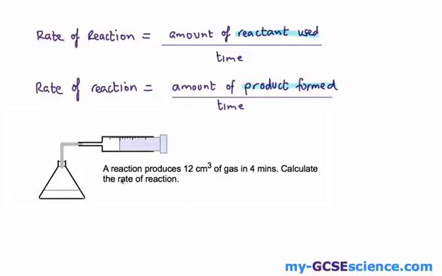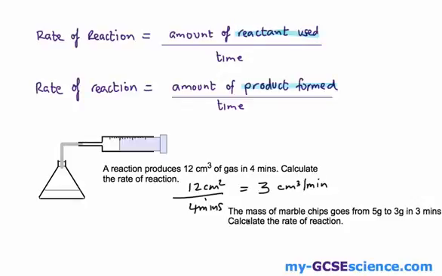First one here, we've got this, which should be familiar apparatus by now. It says a reaction produces 12 centimeters cubed of gas in 4 minutes. Calculate the rate of reaction. Well, we're looking at the production of a product, so we'd use this second formula, and it says 12 centimeters cubed produced in 4 minutes. The time is 4 minutes, so that would just be 3, and the units for this would be centimeters cubed per minute. So that's how that one would work.